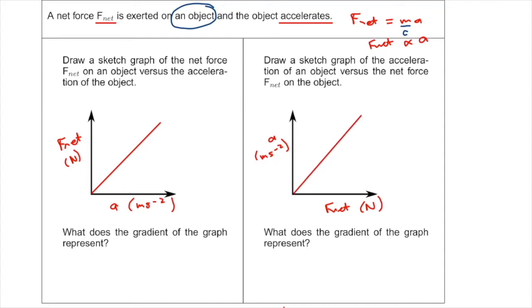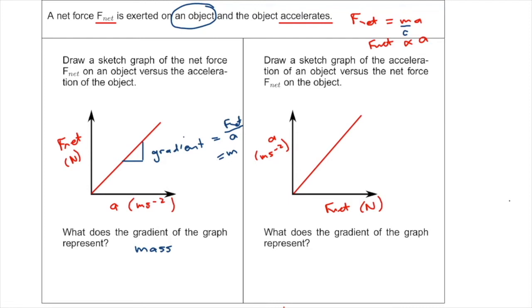In the first one, they ask us, what does the gradient of that graph represent? Now remember, in that graph, when we look at the gradient, that will be F net divided by a. And the moment that you go and look at your equation, F net divided by a will be equal to m. So here the gradient represents the mass of that object.